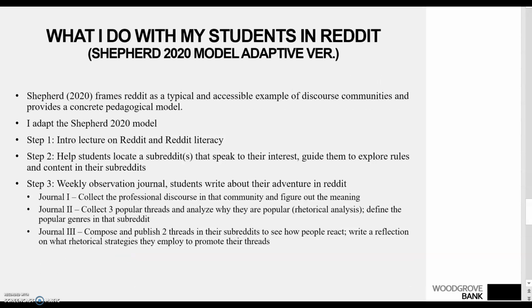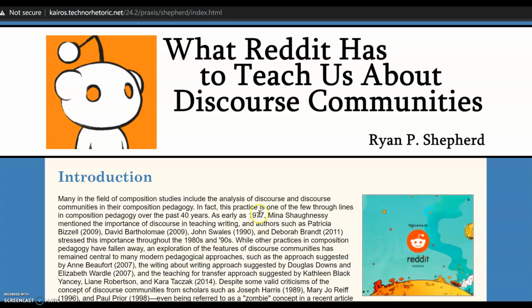Now, to elaborate on what I do, it is actually an adaptive version of Shepherd 2020. So if you're interested in more details, feel free to refer to that article. So that is the article. It's a Kairos article called What Reddit Has to Teach Us About Discourse Communities by Ryan Shepherd.